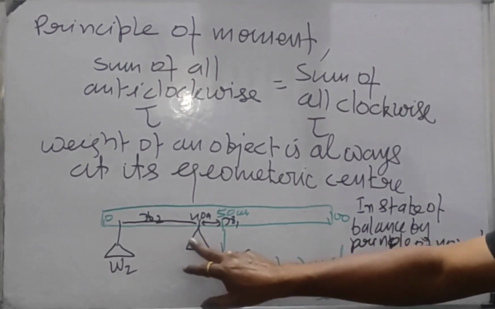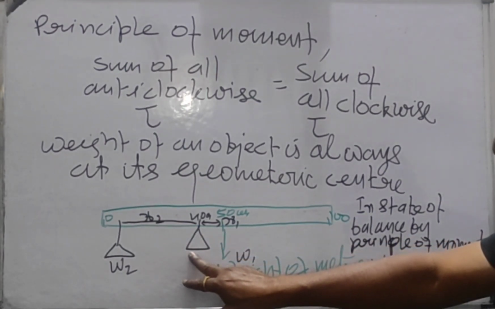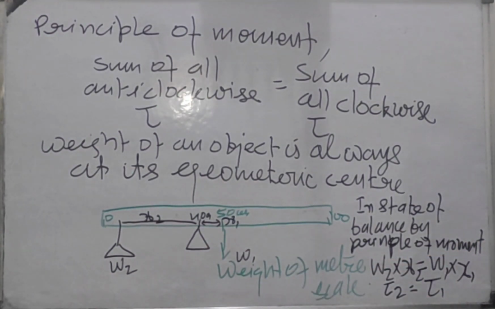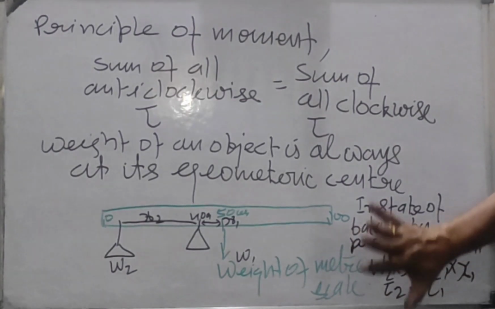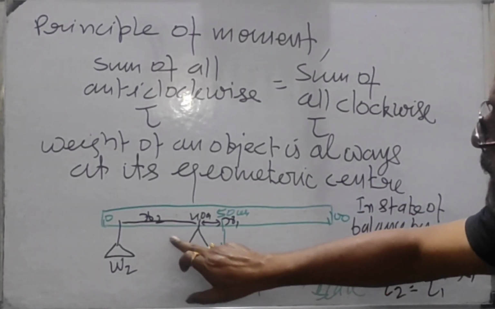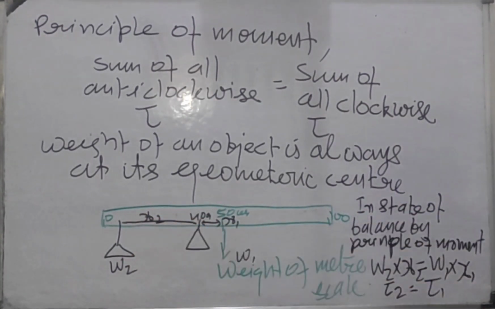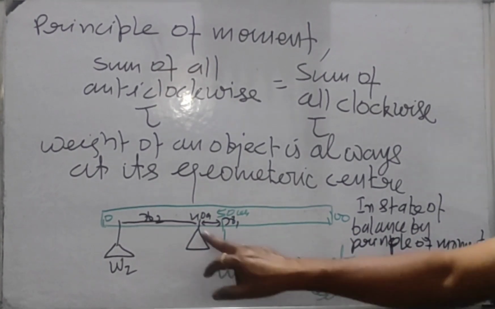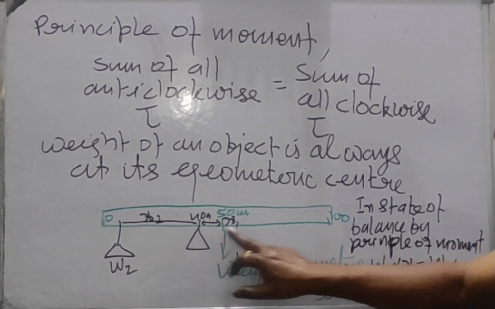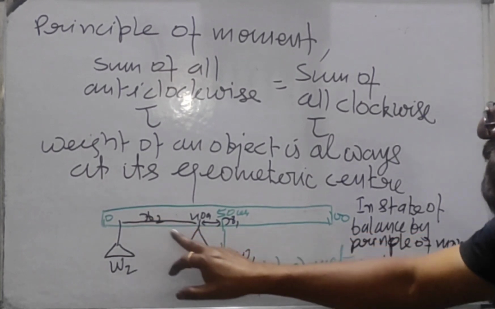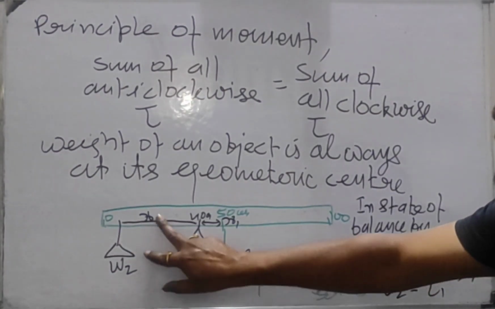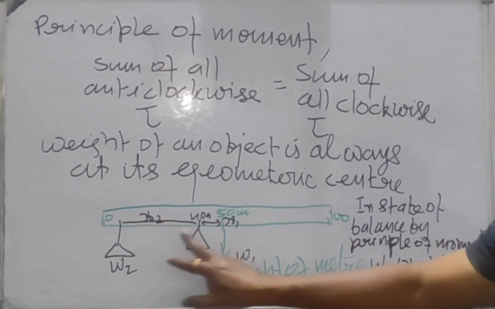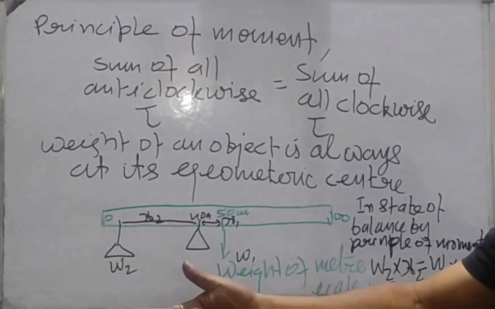If you put a point of balance at 40 centimeter, then to bring this scale in a balanced condition so that it does not get tilted, we have to apply a weight at x2 distance. If this 40 to 50 is x1, then this distance will be x2, and w2 into x2, force into distance, is known as tau.